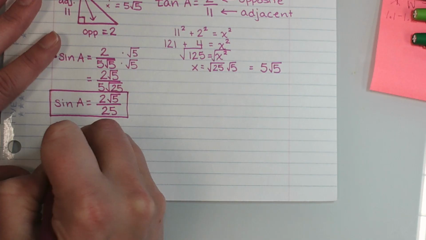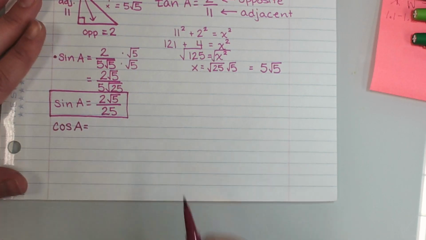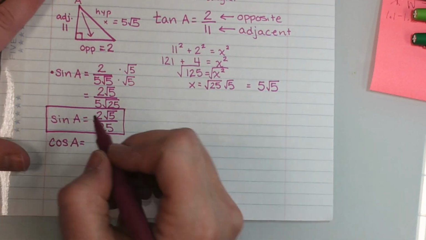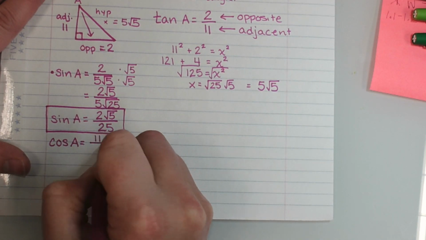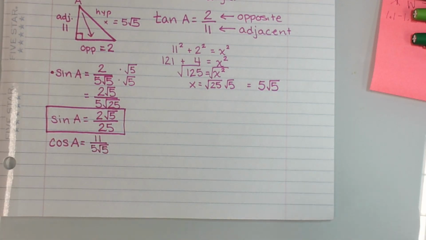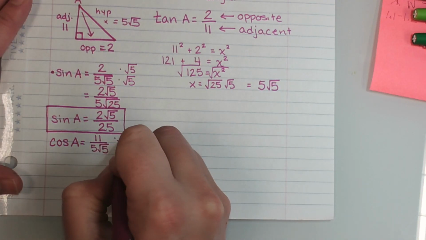Cosine. What side over what side? Adjacent over hypotenuse. 11 over 5 square roots of 5. Can I leave the square root of 5 on the bottom? No, I multiply both the top and the bottom by square root of 5.